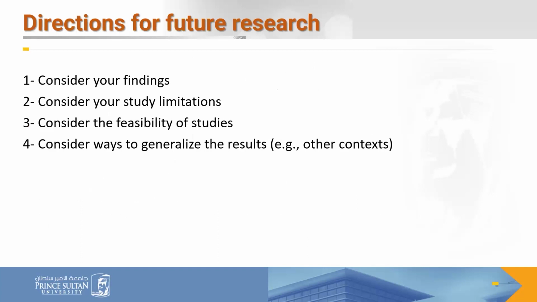And here comes the directions for future research. You are aware where to go next. And this comes from your findings, from your limitations, but also what you suggest in the future needs to be feasible, needs to be doable, achievable, not something that is too far-fetched, nobody can ever do. And also you can come up with the directions for future research based on your results.